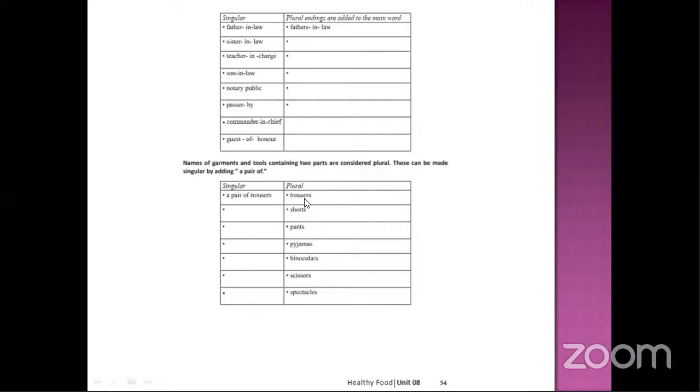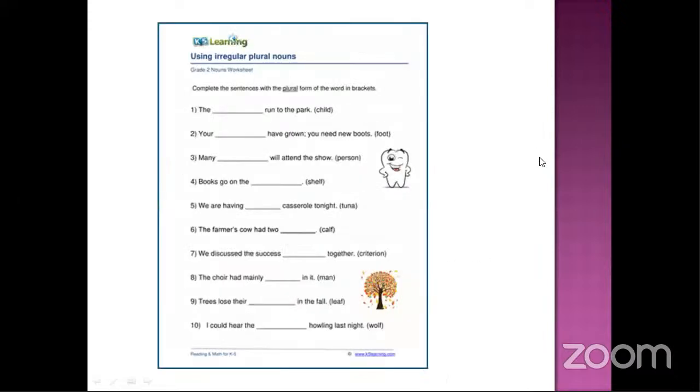Now look at the first one, trousers. The singular one is a pair of trousers. Next one, shorts, a pair of shorts. Pants, a pair of pants. Pajamas, a pair of pajamas. Binoculars, a pair of binoculars. Scissors, a pair of scissors. Spectacles, a pair of spectacles. Likewise. So those are the answers.